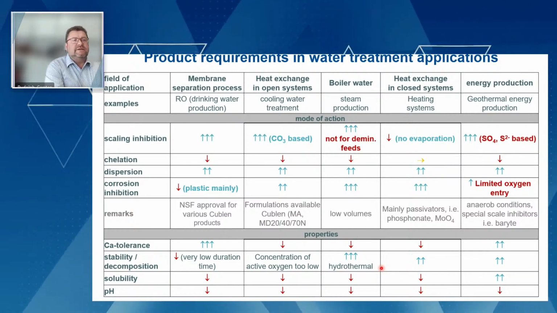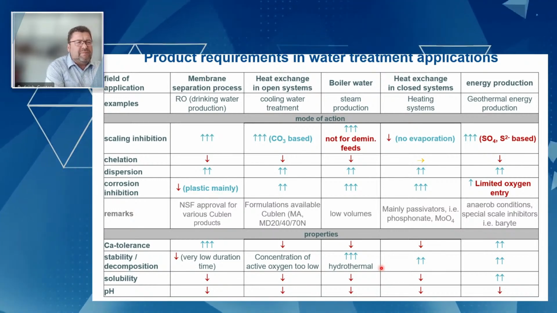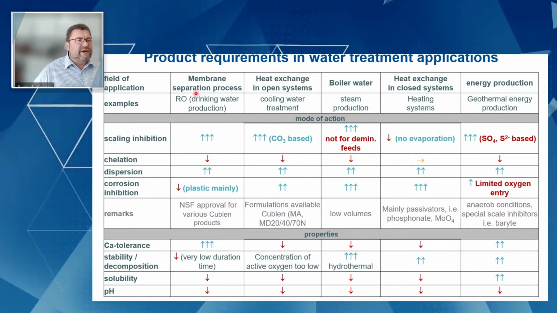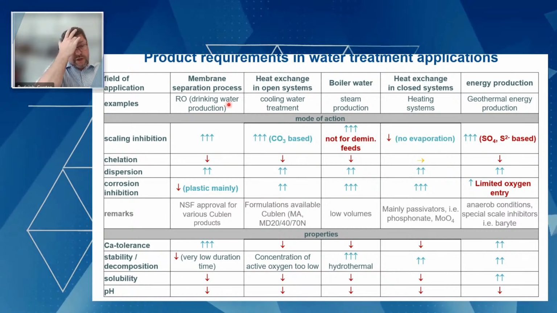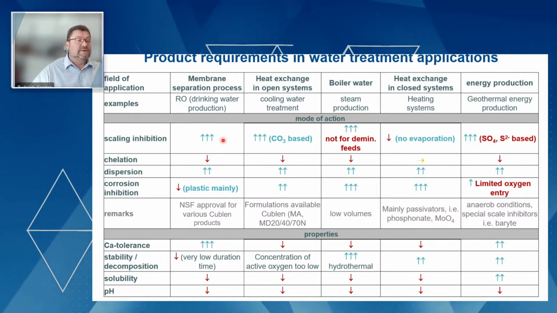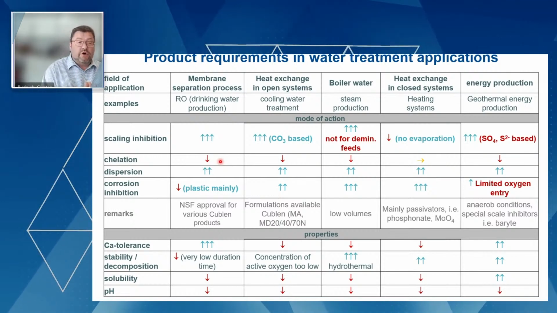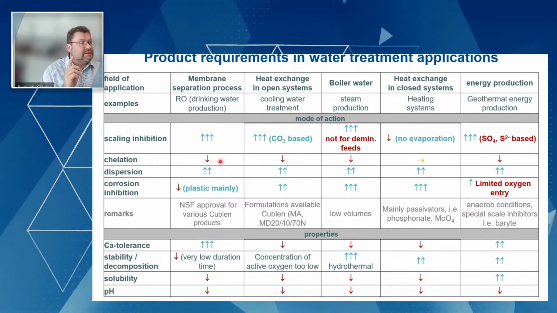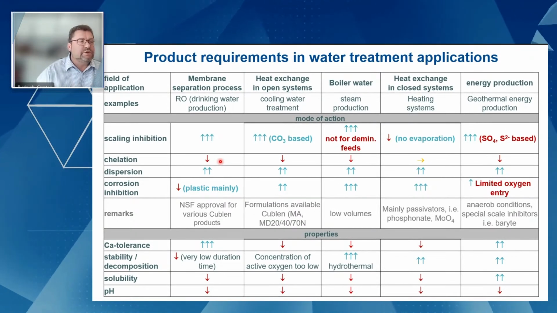If we speak about the product requirements in water treatment applications, this differs from application to application. So I tried to fill in here some application fields. For example, membrane separation processes, as an example the reverse osmosis for drinking water production. Here, the main topic by far is scaling inhibition, of course. Chelation does not play any role for the continuous dosing of the antiscalant. It does play a role if we speak about the cleaning intervals. For the cleaning chemistry, chelation is of importance, but not for the treatment of the feedwater.